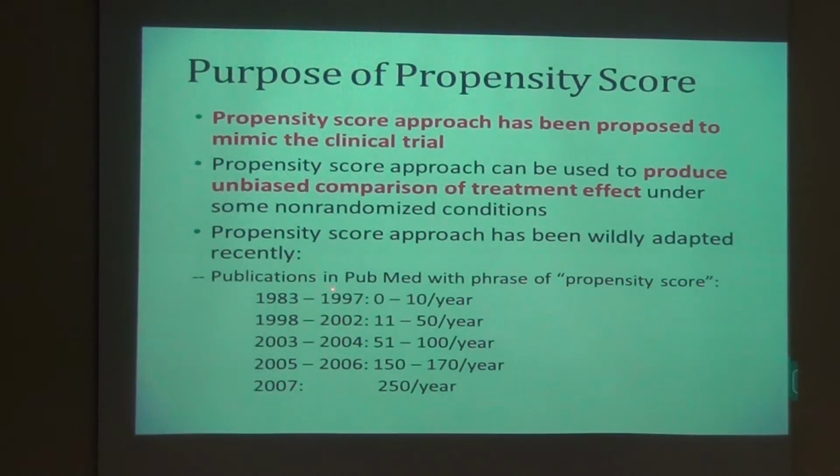You can see here the use of the phrase propensity score in PubMed articles. From 1983 to 1997, about 14 or 15 years, only single-digit papers each year mentioned the propensity score phrase. In 1983 and 1984, it was only 2 or 3. From 1998 to 2002, it was about 10 at the beginning, then up to the 30s, 40s. And then it increased quite dramatically: in the single year of 2007, there were 250 papers mentioning the propensity score. So it's getting popular, people use it quite often now and accept it for many studies.